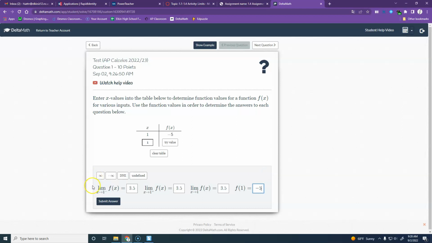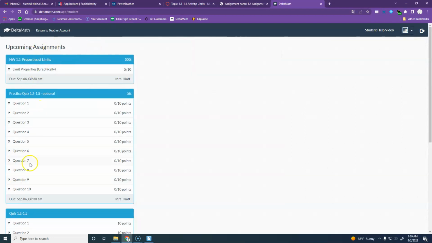So you'll approach from the left, approach from the right. If those are the same, you'll get the same number here. If they're not, you'll get does not exist. And then for f of 1, you would just plug in that value. So that's what you'll do for those problems. It's like the calculator, it's just that you don't have a function to plug into y equals. They're not telling you what the actual function is for that. The rest of them should be pretty self-explanatory there. It is optional. You do not have to do it, but it's up there if you want.